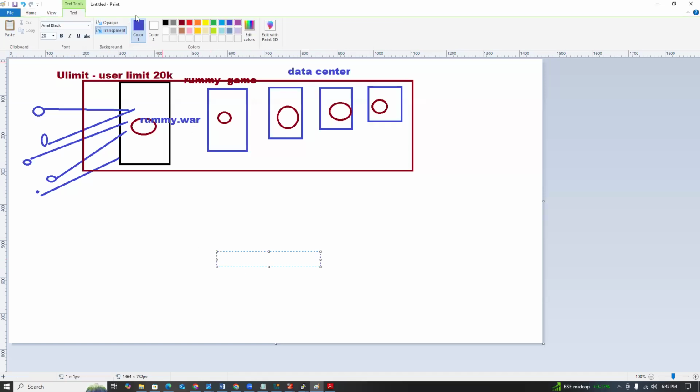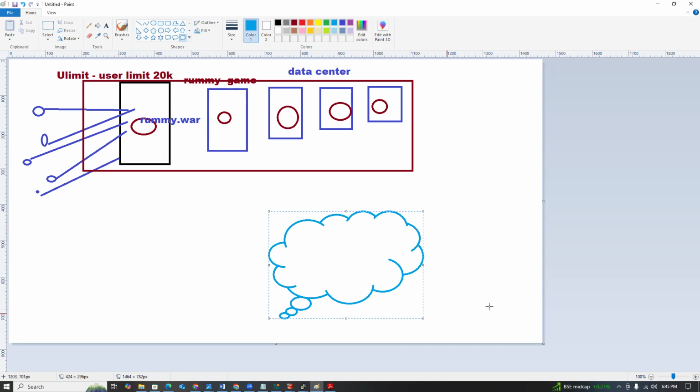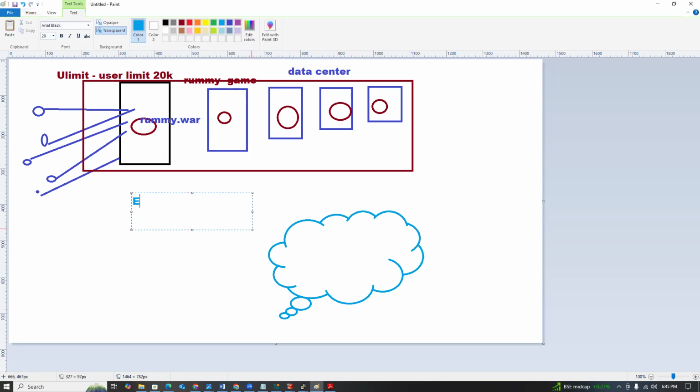But in the cloud, what is the cloud slogan, guys? Pay as you go. And they provide auto scaling capacity. What is that? Auto scaling and elasticity. What is that?